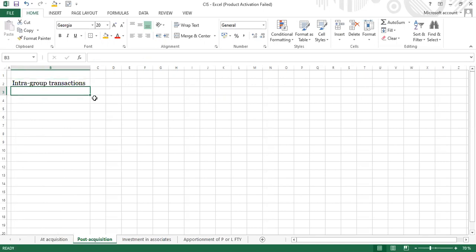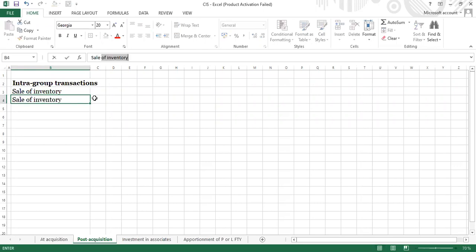The first and most popular one is the sale of inventory. That's when the parent or the subsidiary sell inventory between each other. That's the parent selling inventory to the subsidiary or the subsidiary selling inventory to the parent. That's the first type, sale of inventory. The next form of intra-group transaction you may stumble on is the sale of PPE. That's buying and selling a motor vehicle or land between each other, if that is not part of their inventory. So sale of PPE is another form of intra-group transaction you may stumble on.